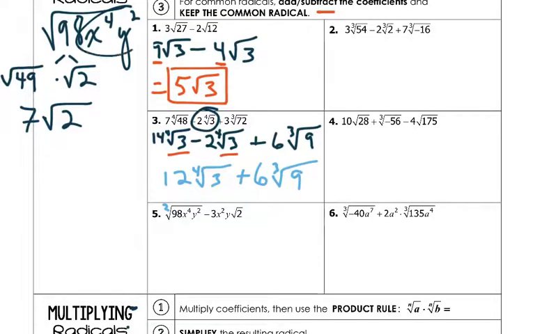However, these are both perfect squares, so these need to come to the outside as well. X to the fourth, we divide that exponent by 2, and we get x squared. Y to the second, we divide the exponent by 2. So we're left with 7x squared y, and the only thing that's left inside is going to be the square root of 2. So we're left with 7x squared y times the square root of 2. I'll write that here.